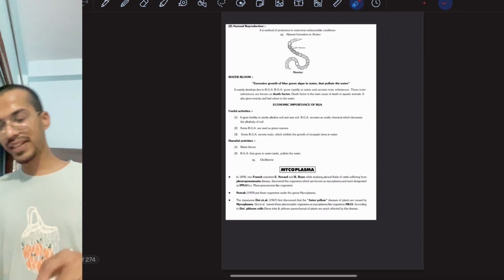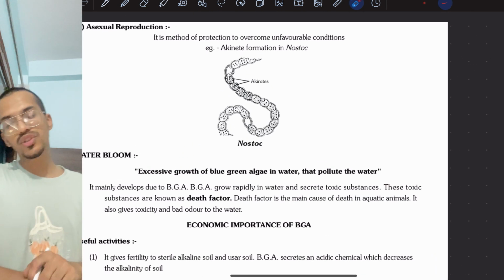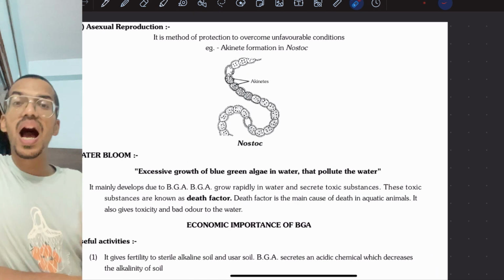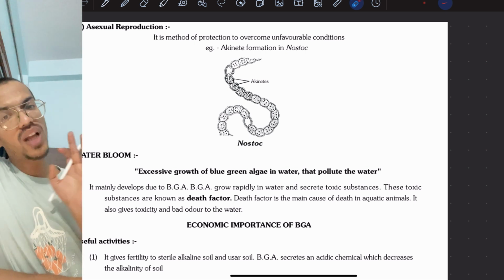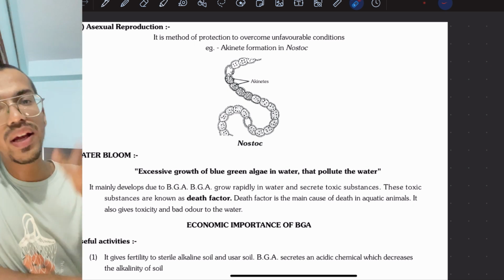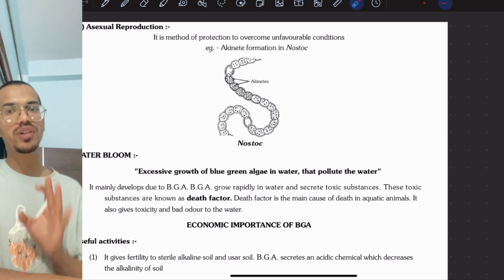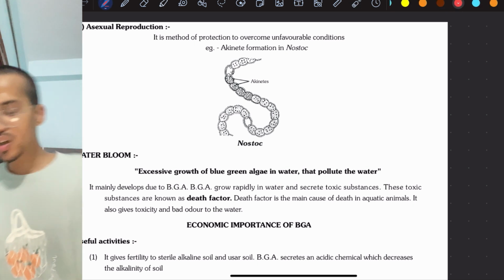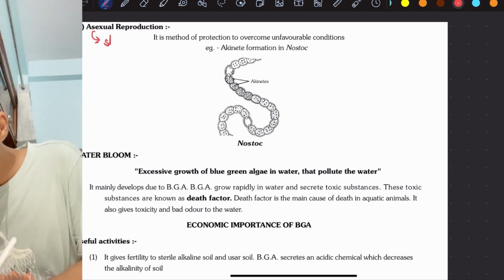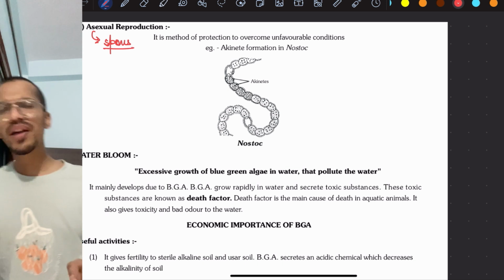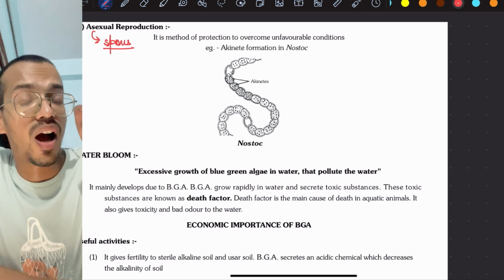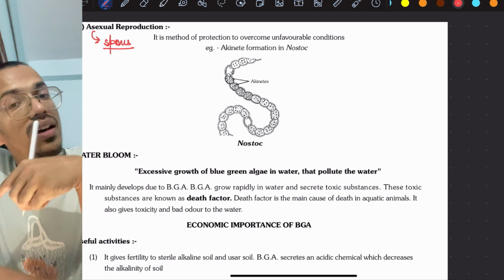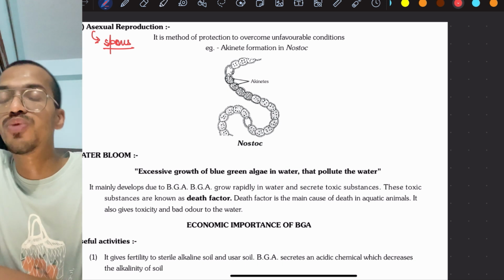What is asexual reproduction? Asexual reproduction occurs during unfavorable conditions. Vegetative reproduction is occurring anytime. When there are unfavorable conditions, certain spore kind of things form. So asexual reproduction has something to do with the spores, means special structures are present. How will I remember it? Like in sexual reproduction, when the gametes are being formed, special structures. Here, in asexual reproduction, special spores will be forming.